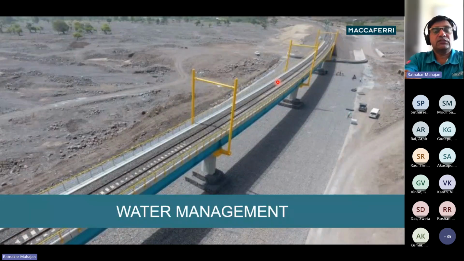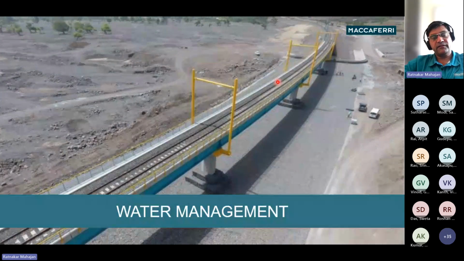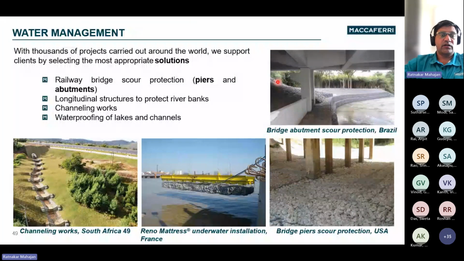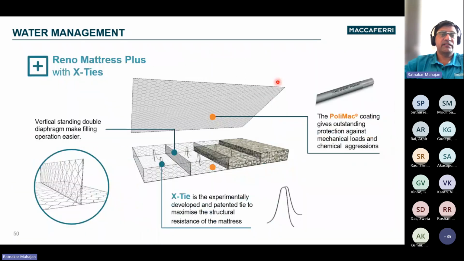Now moving from soil retention to water management. Typically, whenever a railway line is being built across a large area, it will inevitably cross various water courses. So it is important to provide scour protection around the piers and abutments, or protection along the river banks or channeling works. Usually it's done using mattresses and gabions.